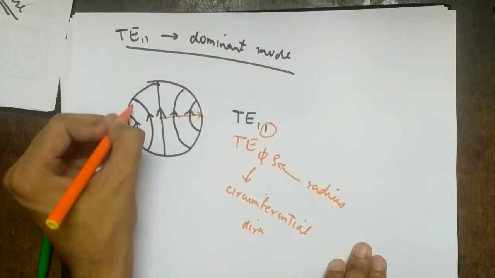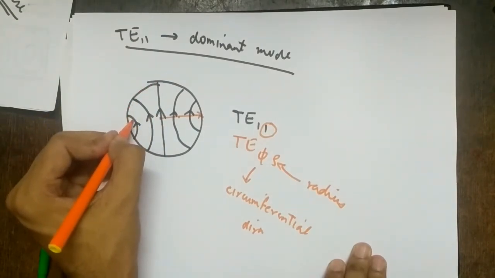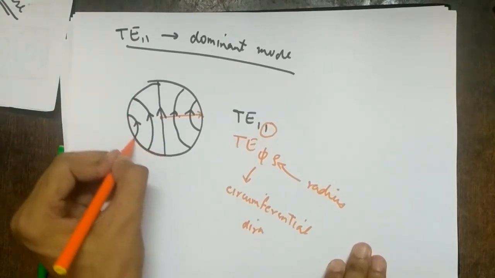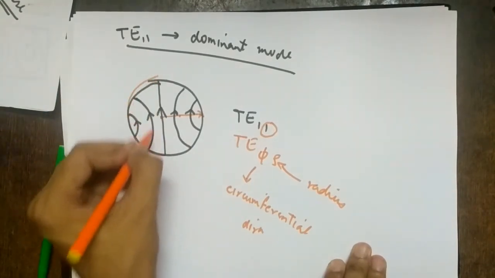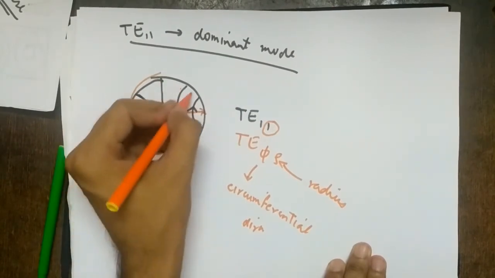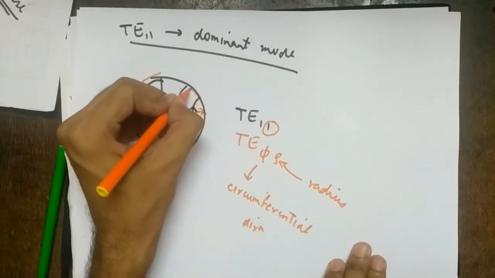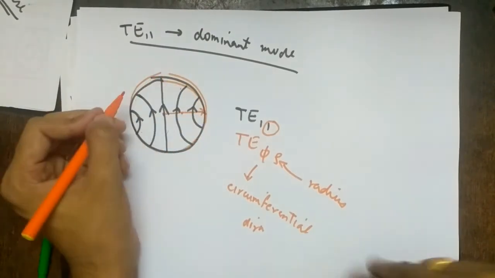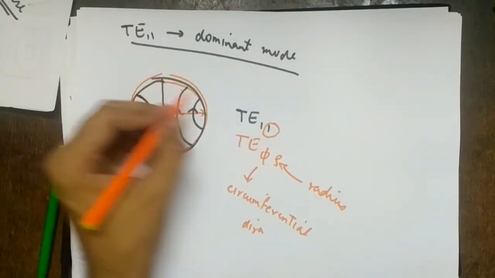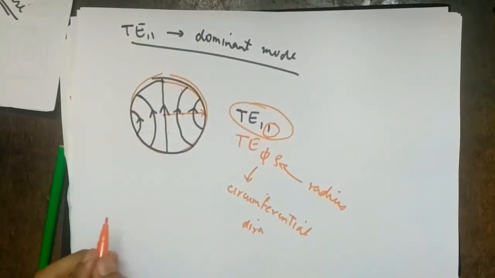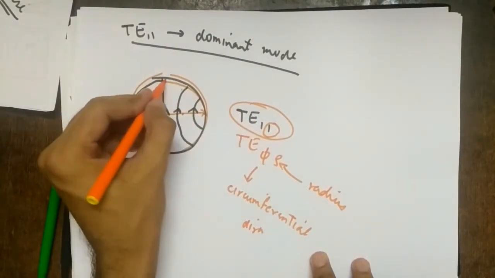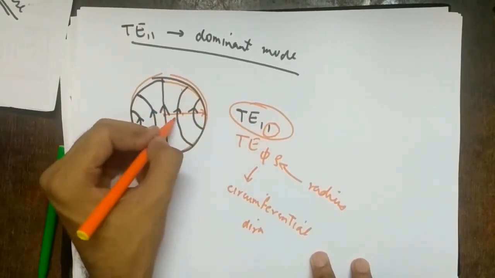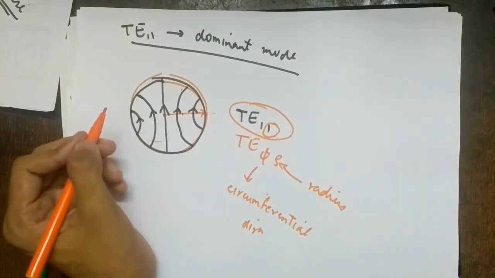Next, along the circumference, what is happening along this half of the circumference? You are having magnetic fields like this, and here you are having magnetic fields like this. They will also change from 0 to maximum amplitude like this, right? So that will be another one half cycle variation. That is the TE11 mode: one half cycle variation along the circumferential direction and another half cycle variation in the radial direction.